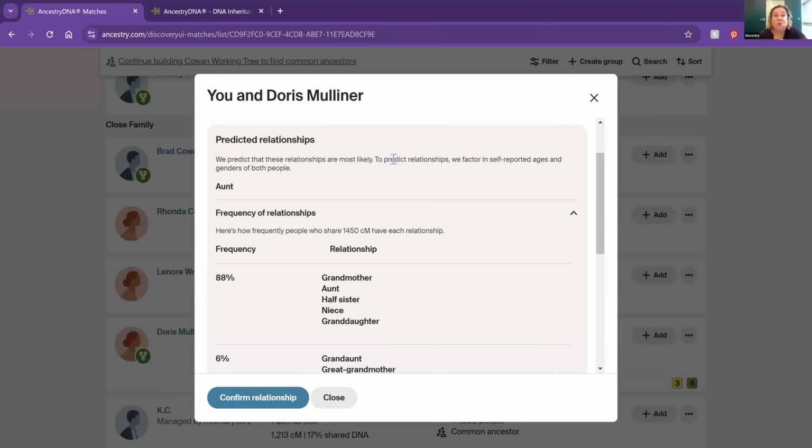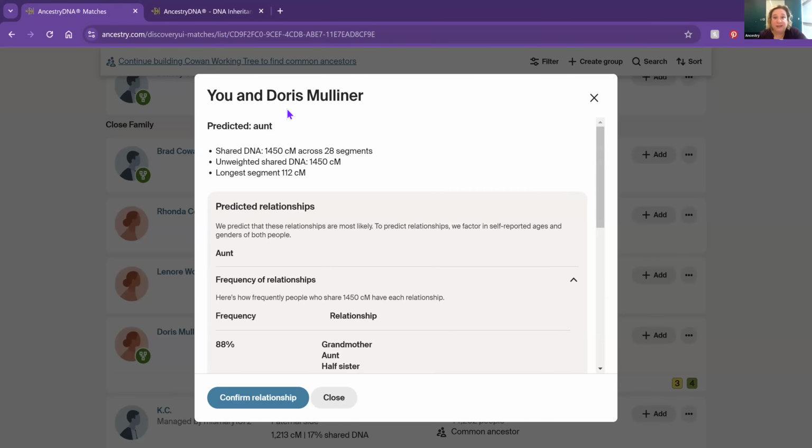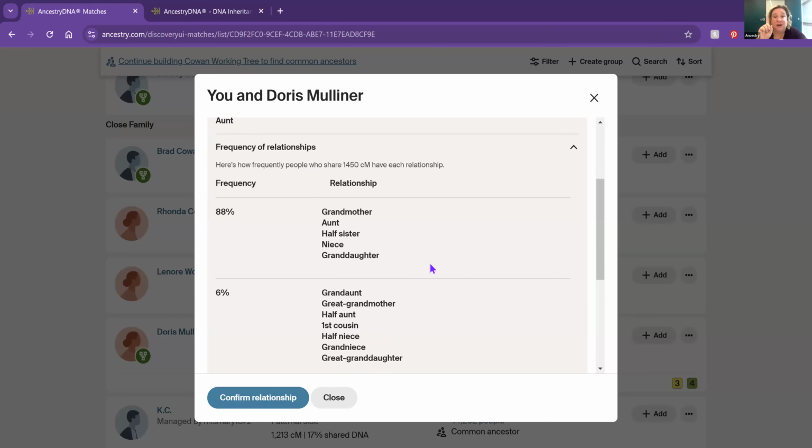So in this case, I share 21% of my DNA with Doris, and Ancestry has predicted she is my grandmother based on her age and my age.